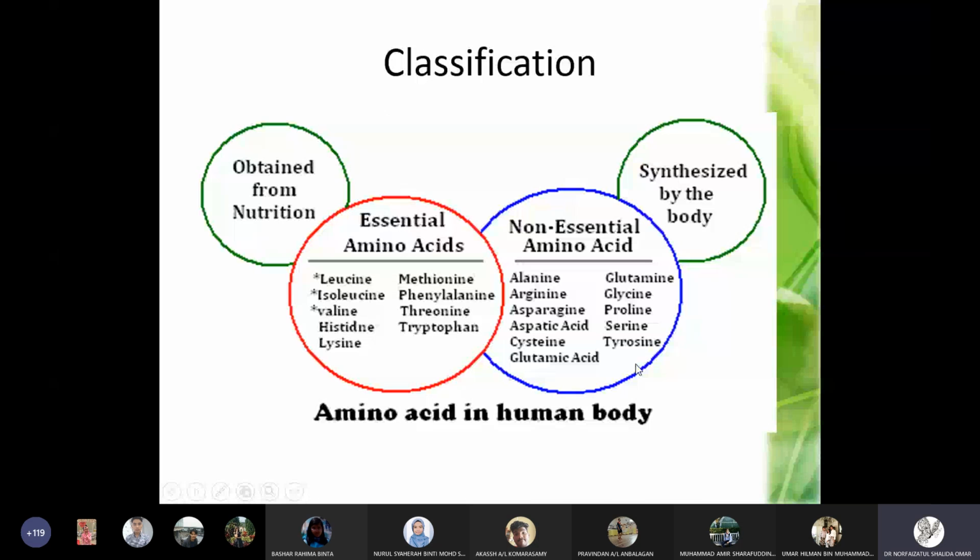Okay, this is another classification, based on essential and non-essential, like fatty acids yesterday. We also have essential fatty acids. So this one also has essential amino acids, meaning that they cannot be synthesized by the body, so you have to obtain them from your diet.